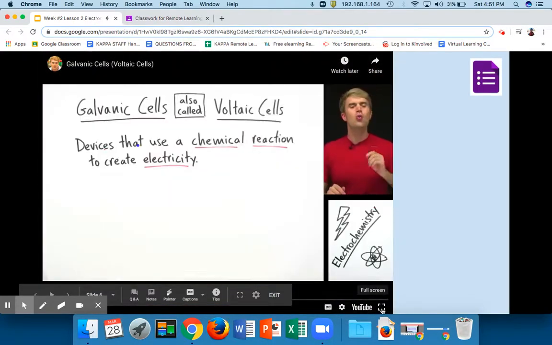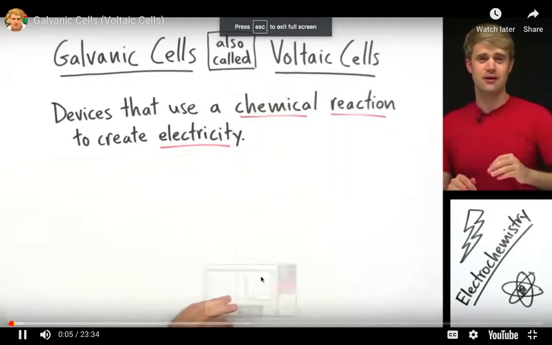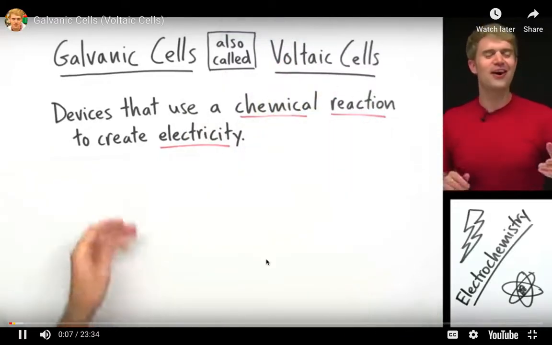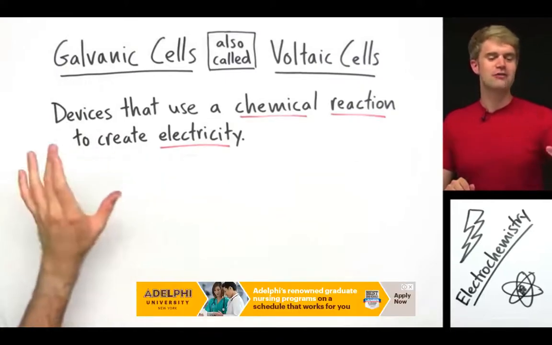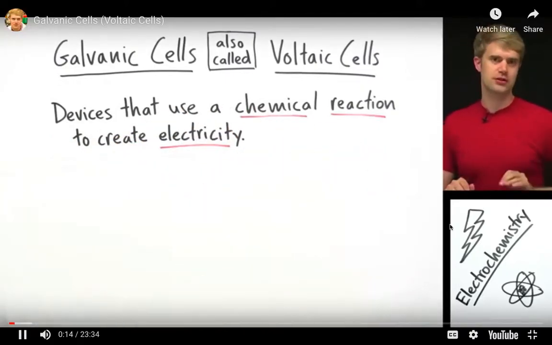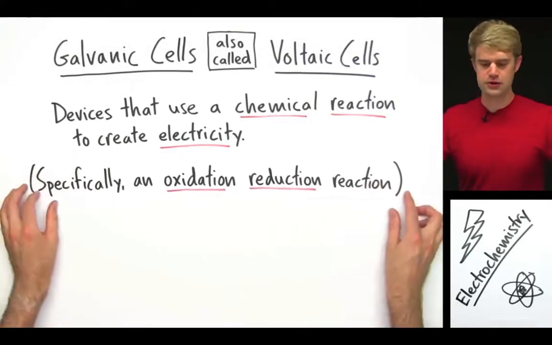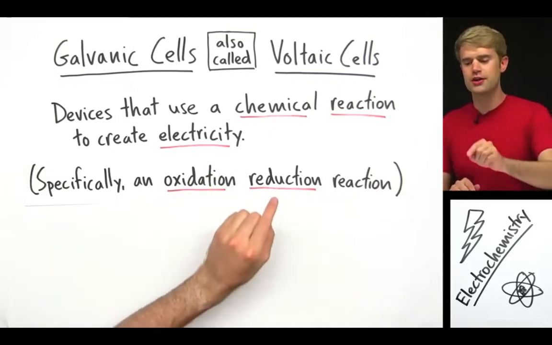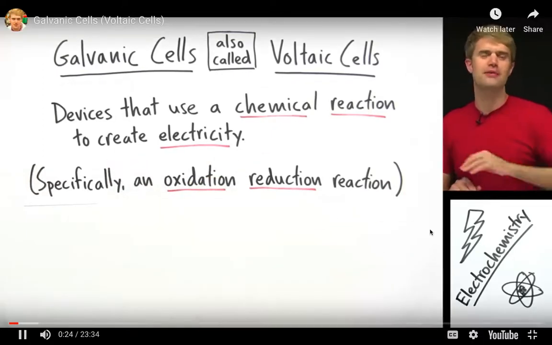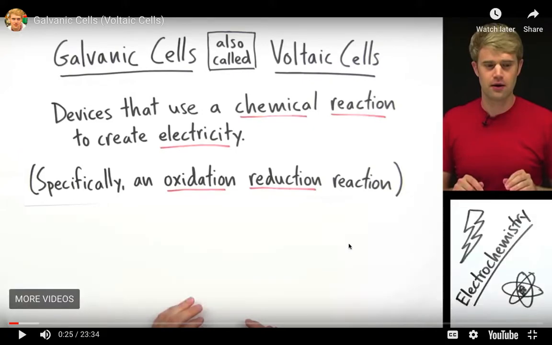In this video, we're going to talk about galvanic cells, which are also called voltaic cells. So what are they? Well, galvanic or voltaic cells are devices that use a chemical reaction to create electricity. Specifically, the type of chemical reaction that they use is called an oxidation reduction reaction. But we'll talk more about that later. So basically, any battery that you have is using oxidation reduction reactions to make it work.